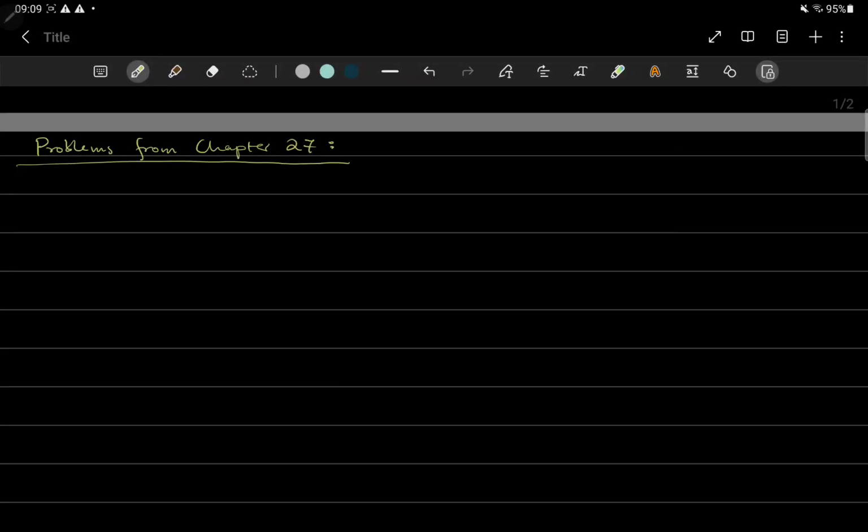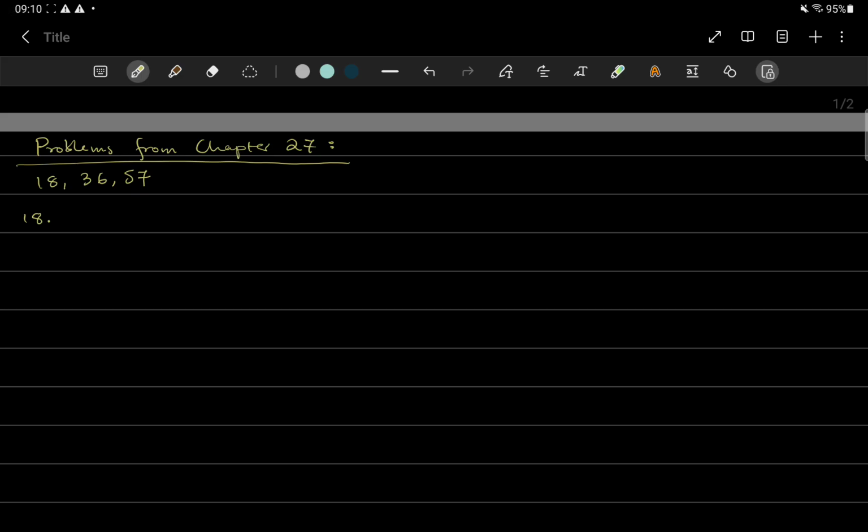Now we're going to look at some problems from chapter 27. In particular, I have chosen these three, which are 18, 36, and 57. Now let's first start with problem number 18, where the problem basically states the following.